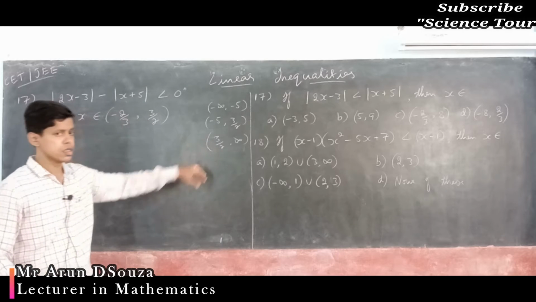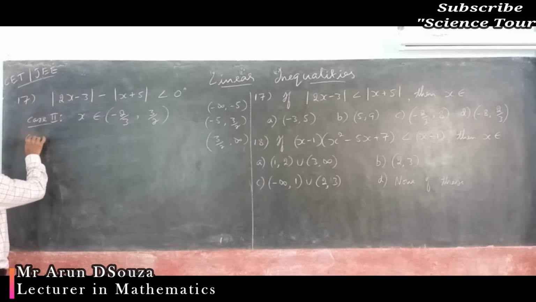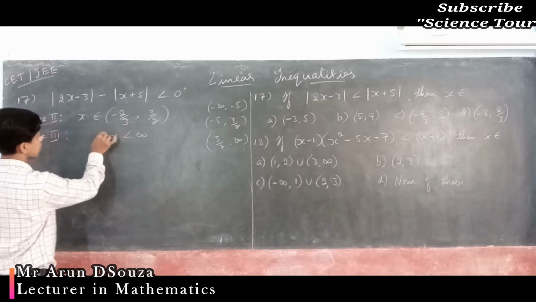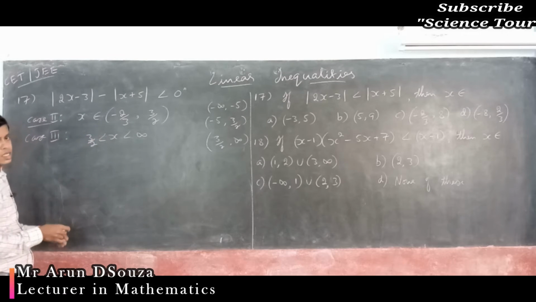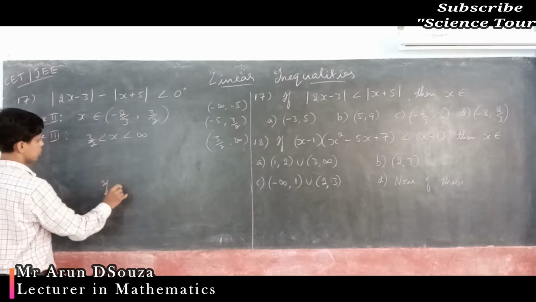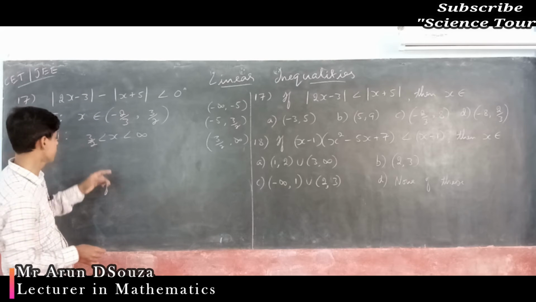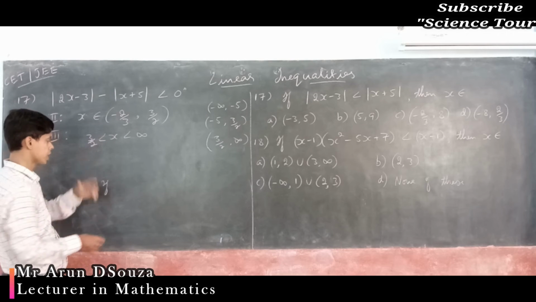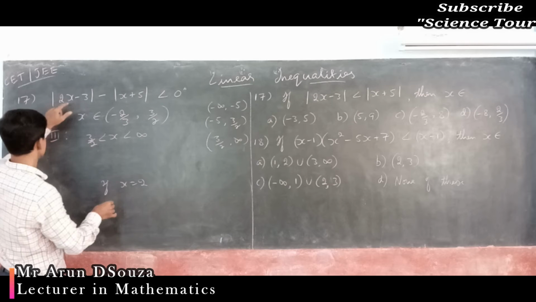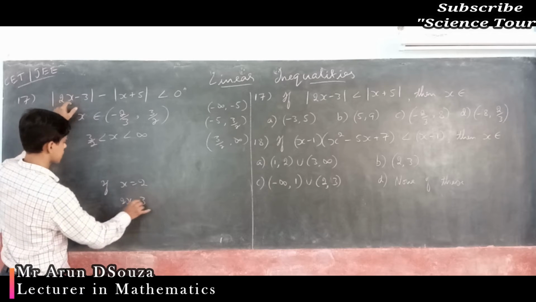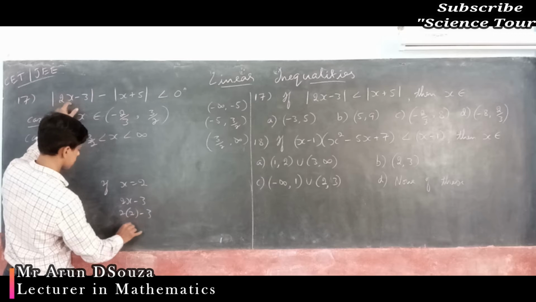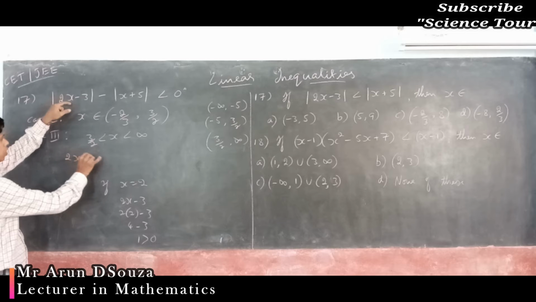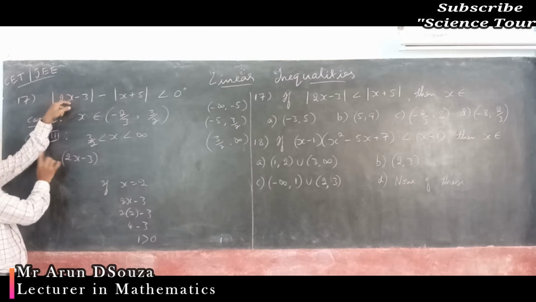The next interval is 3 by 2 comma infinity. So, case 3, x is less than infinity and greater than 3 by 2. In this case, what happens to 2x minus 3, positive or negative? Look at this, 3 by 2 is 1.5, so you can take a value greater than that, like 2. If x is equal to 2, then 2x minus 3 is 2 into 2 minus 3, 4 minus 3 is 1, greater than 0. So, if it is positive, then you write 2x minus 3. You do not have to write minus of it.